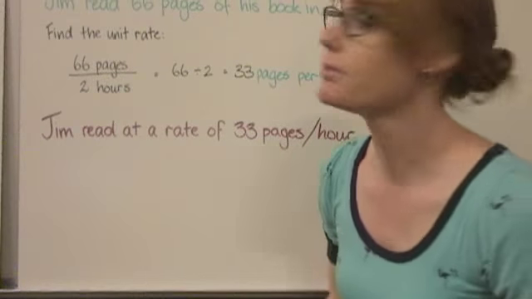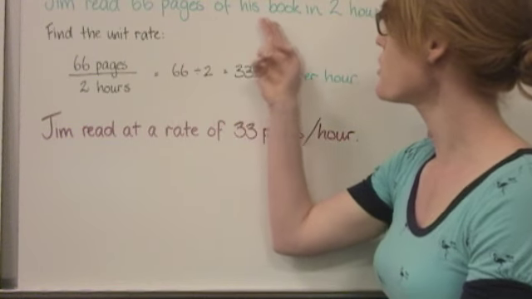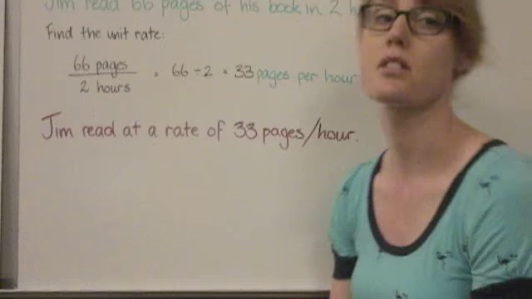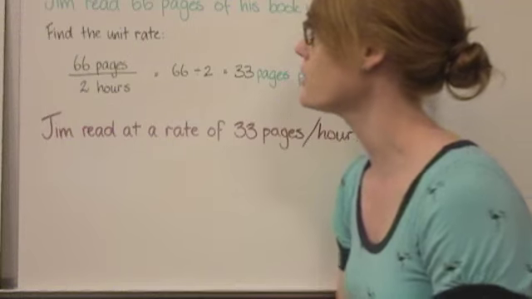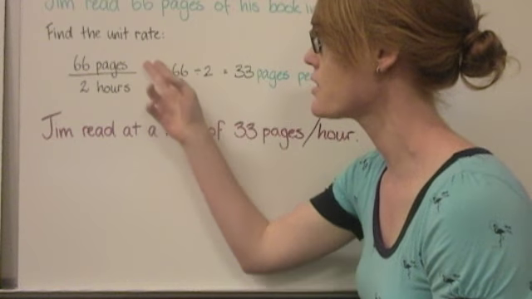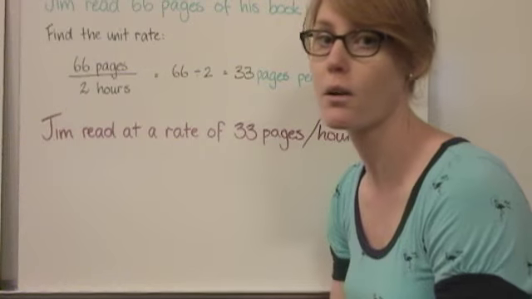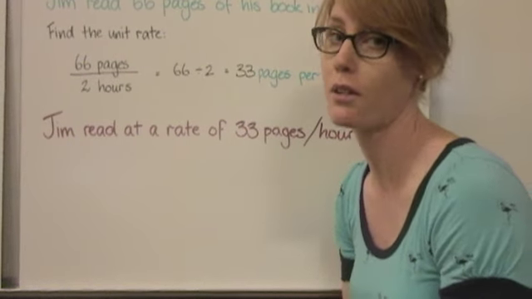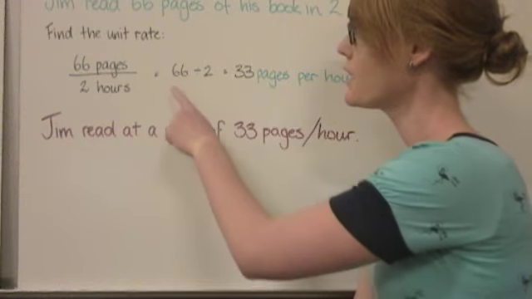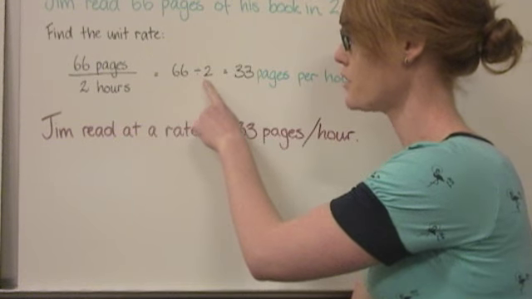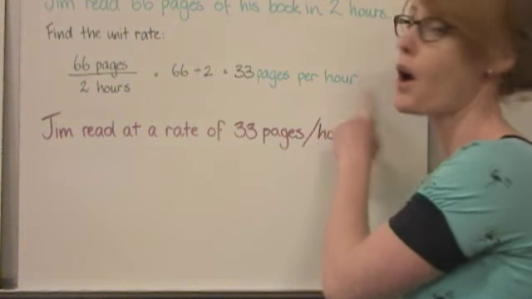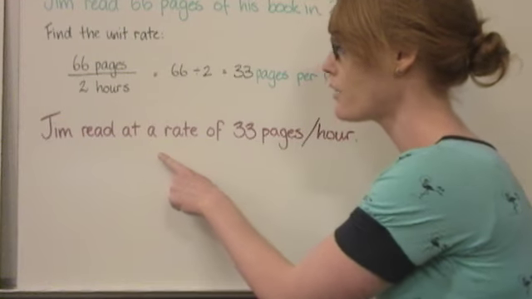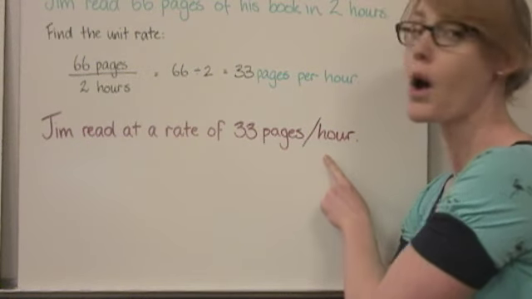Here's another example. Jim read 66 pages of his book in 2 hours. So we're comparing pages to hours. To find the unit rate, we write it as a ratio, 66 pages to 2 hours. And then we divide the first term by the second term in the ratio. 66 divided by 2 is 33. So we're talking about 33 pages per hour. Jim read at a rate of 33 pages per hour.